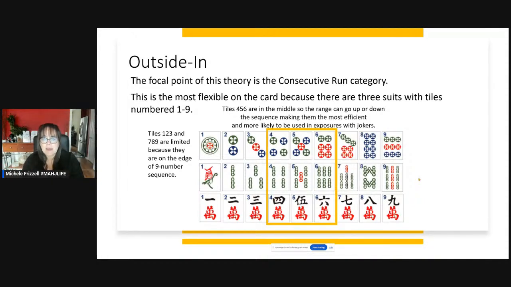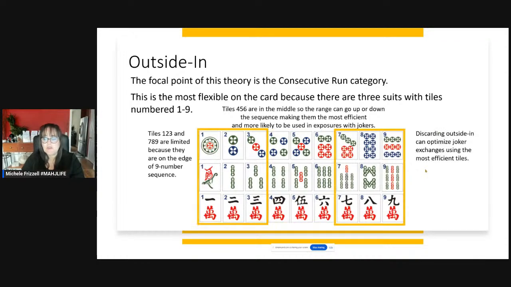And if you think about the categories on the card, we've got consecutive run, the most powerful category on the card. And then we have odds, which usually has the most hands. Between consecutive run and odds, most of the hands are in there. And you think about odds having 1, 3, 5, 7, 9. Well, 3, 5, 7 are also in the middle of the 9-number range. 1, 2 being the outside left, 9, 8 being the outside right. So tiles 3 through 7 are going to more likely be in exposures with jokers. And that's what we want to optimize, the potential for joker exchange.